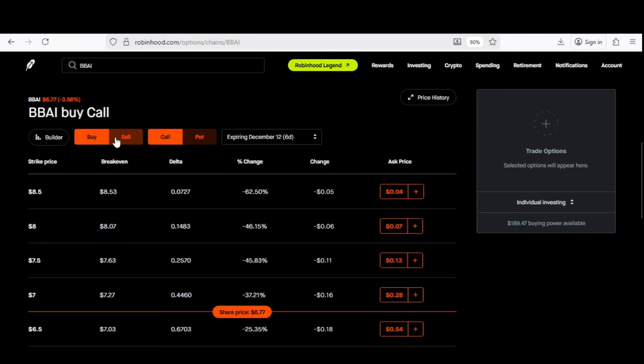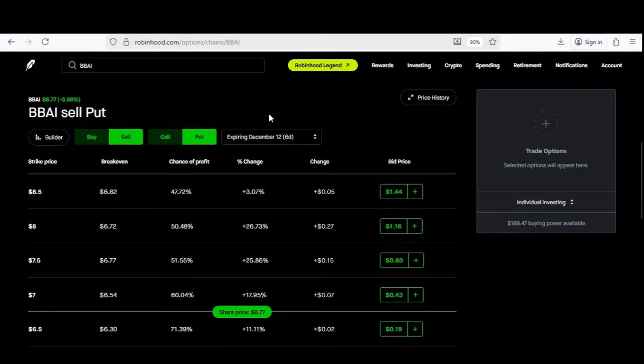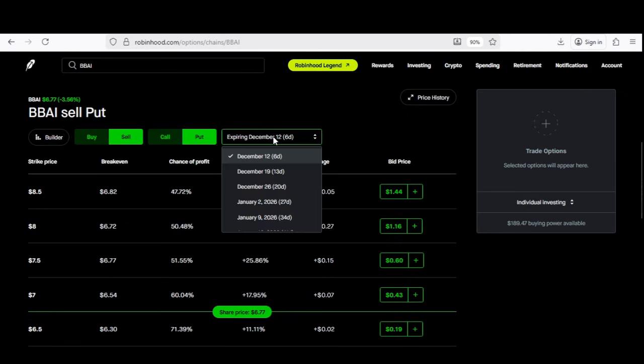We're going to go to sell. We're going to be going to put, and now we're going to be choosing the expiration date. Please make sure to follow the expiration dates to the T because they are going to be different expiration dates. So let's go ahead. We're going to go all the way out to January 21st, 2028. That's going to give us around 776 days to expiration.